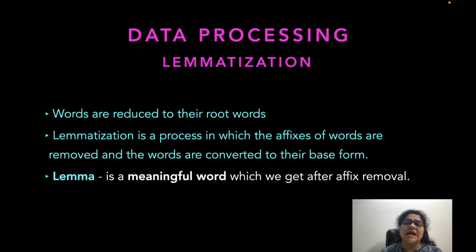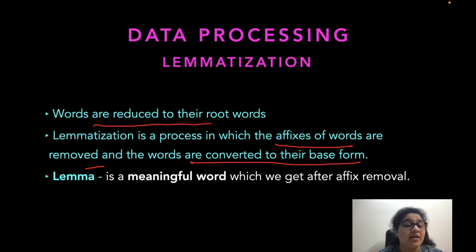As I said, I will use either stemming or lemmatization, not both, because both do the same job. See the first line I have written here, the same line I gave you in stemming: words are reduced to their root words. Stemming also does the same thing. So what is the process in lemmatization? Lemmatization is a process in which affixes of the words are removed and words are converted to the base form. Again, same definition. Then what is the difference?